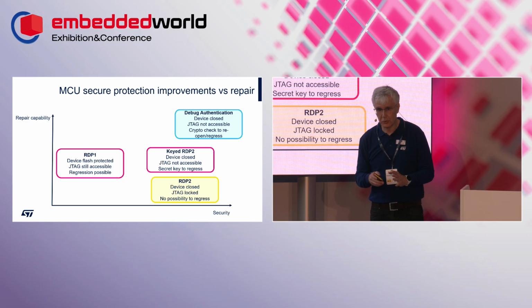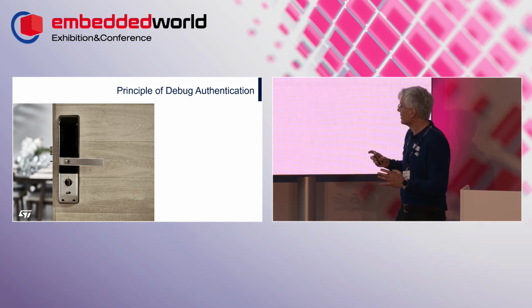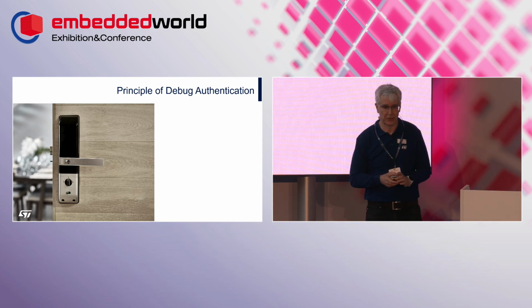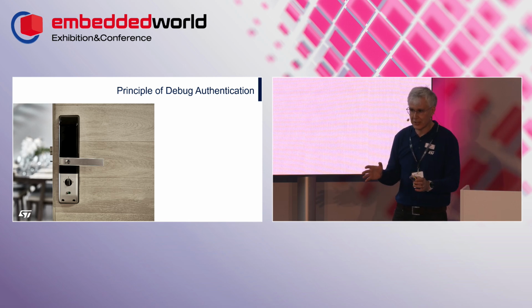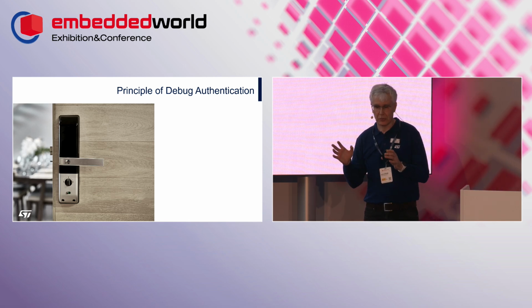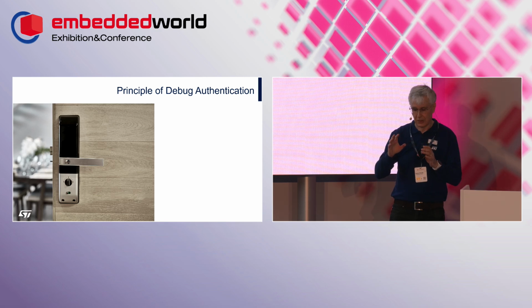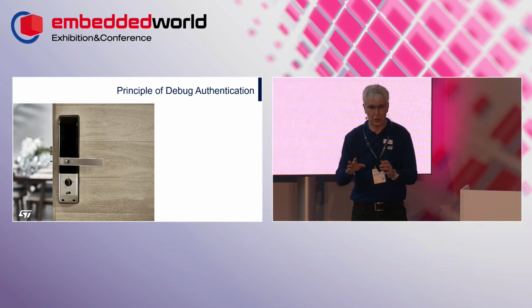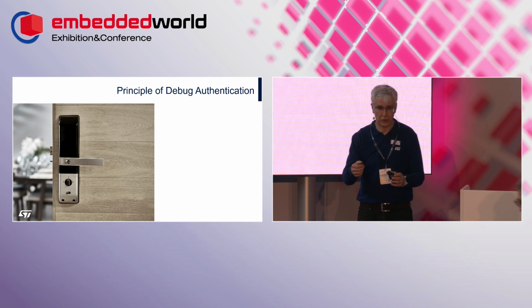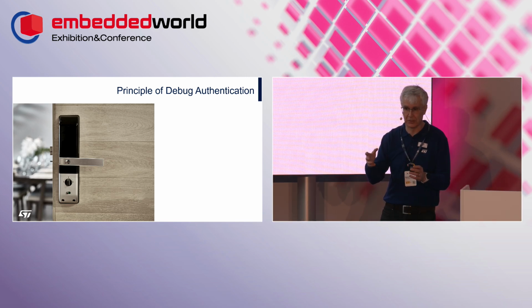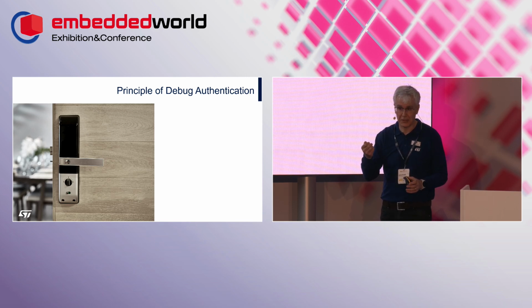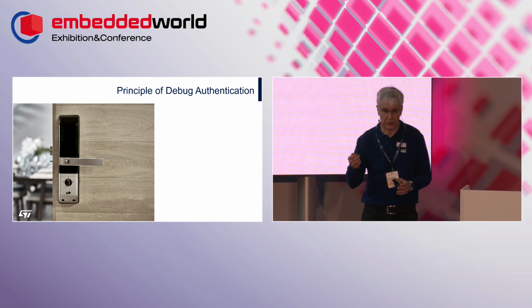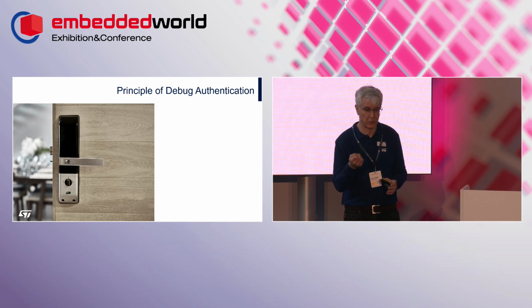So I will explain to you now the principle of debug authentication. It's like a door lock. When you have a door lock, the door lock is public. Anyone can access a door lock, and it's like your device, it's public. And you have the key to open your door. The key is what allows you to open the door. This is the private key. This is what we have.